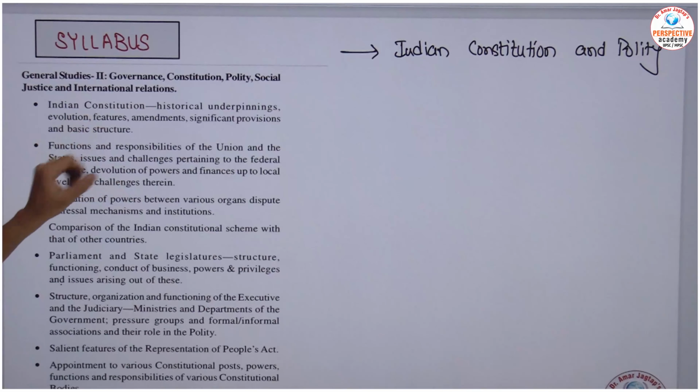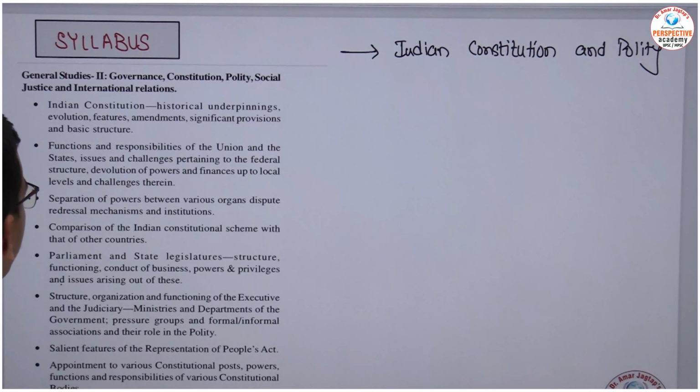The first point is regarding the Indian Constitution: historical underpinnings, evolution, features, amendments, significant provisions, basic structure. We will not discuss each and every point because this is just an introductory and strategy video. When we start our lectures, we will discuss each point elaborately. Now see the Indian Constitution, historical underpinnings. Here we will study from the Charter Act 1773 till the Government of India Act 1935.